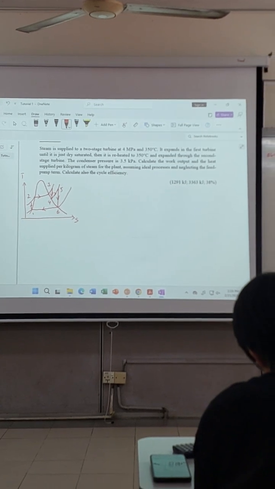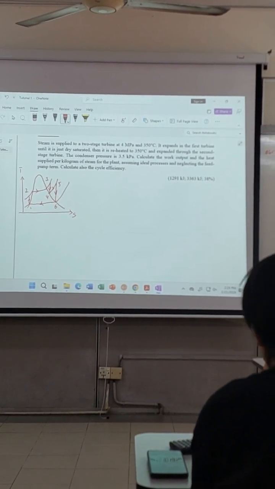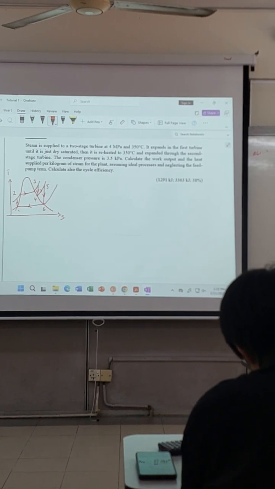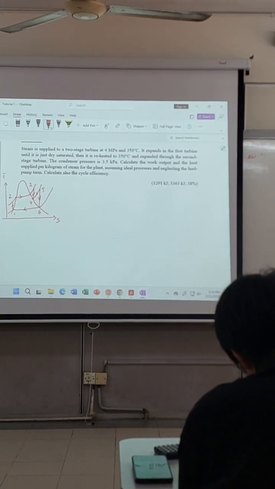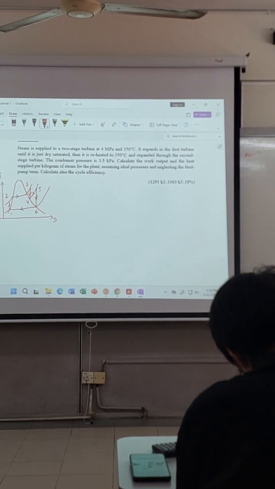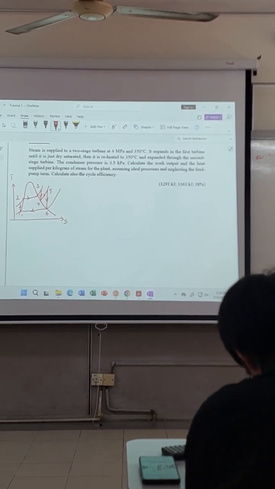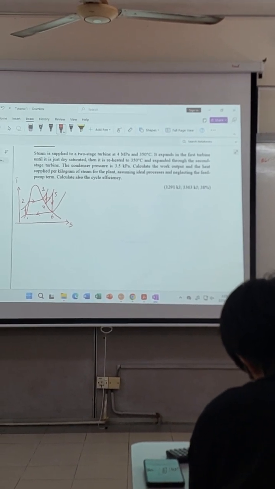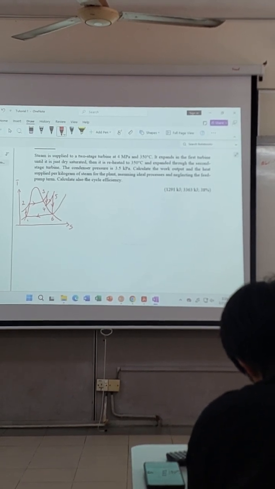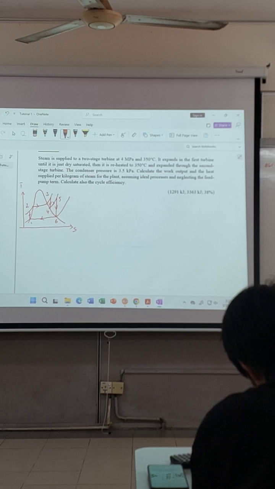But of course, if the question is like one of the examples where I tell you that the exit of the turbine should be, let's say, 90% quality, then of course when you draw, keep it inside the line. But otherwise, like in this case, you don't really know, so you can just draw this roughly. This diagram is not exactly the best because the line is not very straight, but you know what I mean, okay?